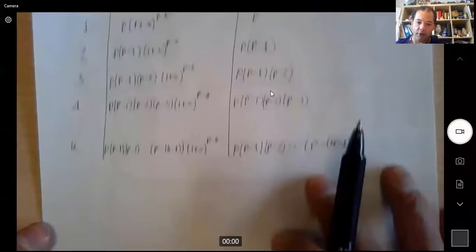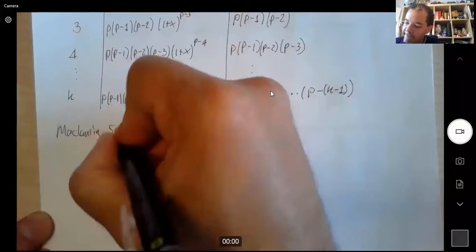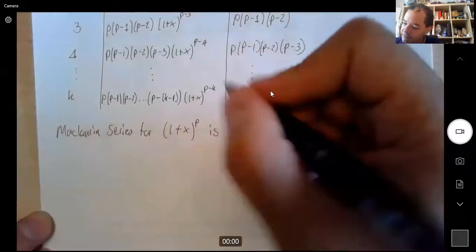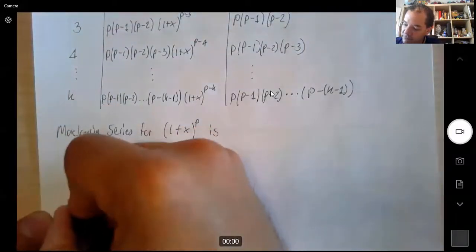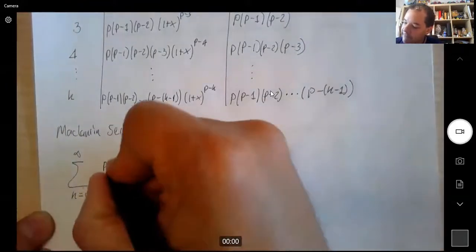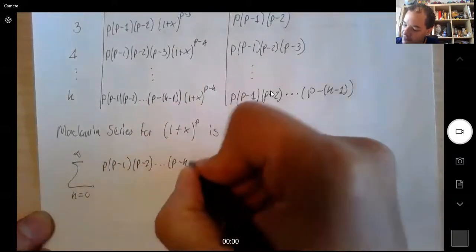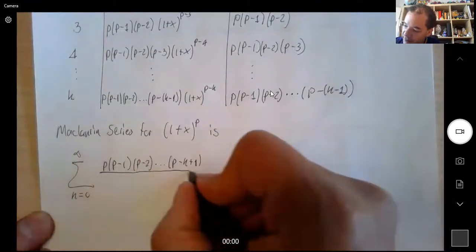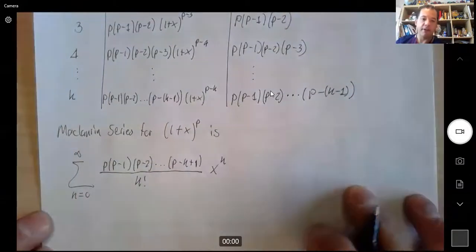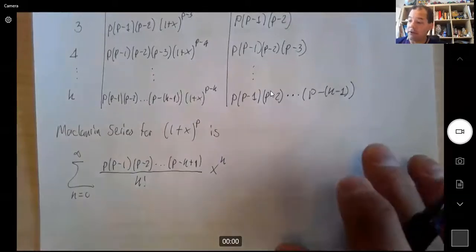So let's put it over here. So the Maclaurin series for (1 + x)^p is this number we discovered, which is the multiplication of a lot of things, divided by k factorial, times x to the k. All right? And we're done with finding the Maclaurin series for this function.